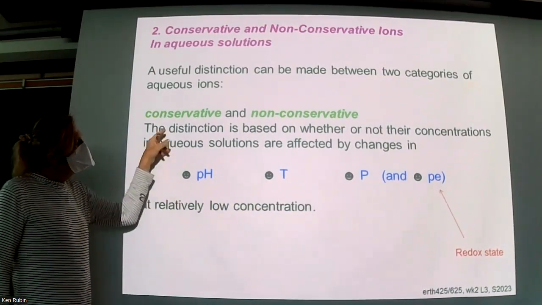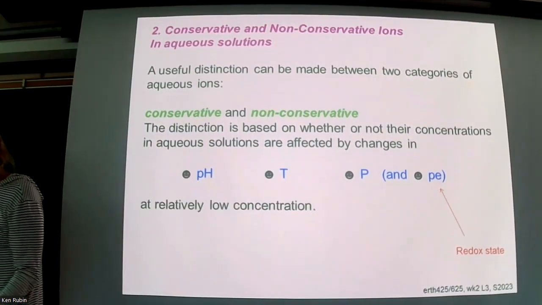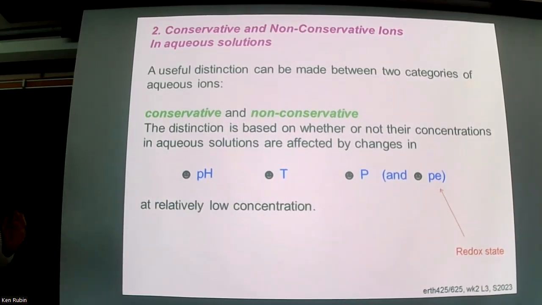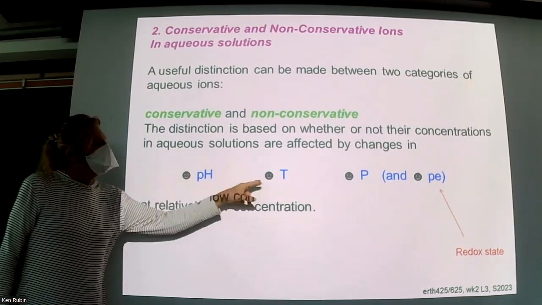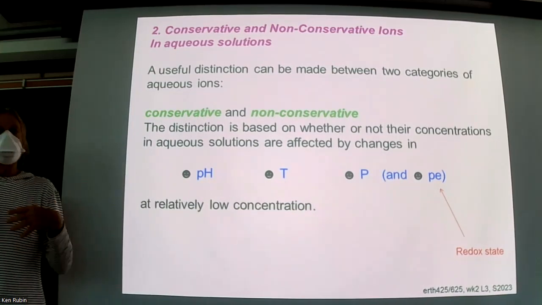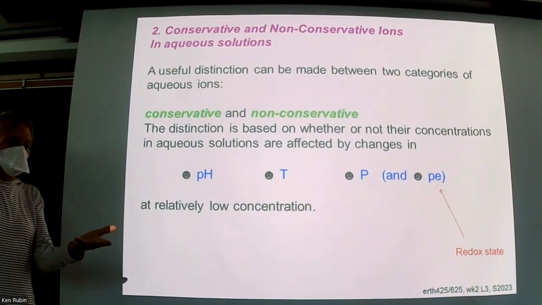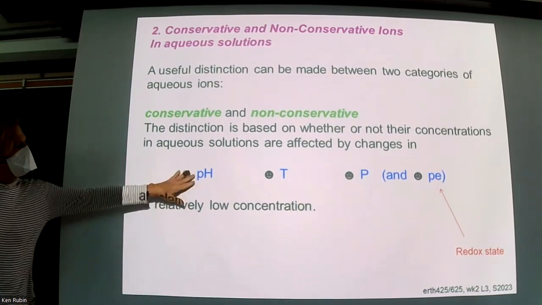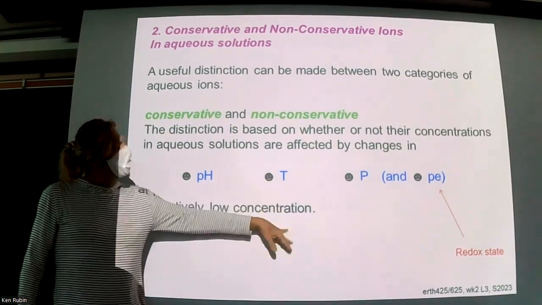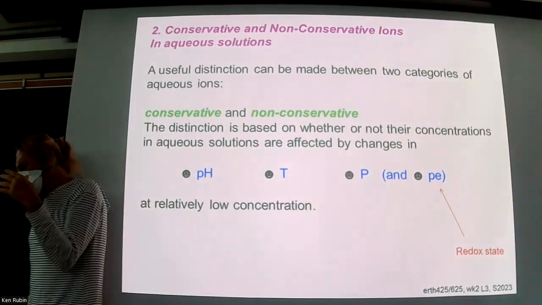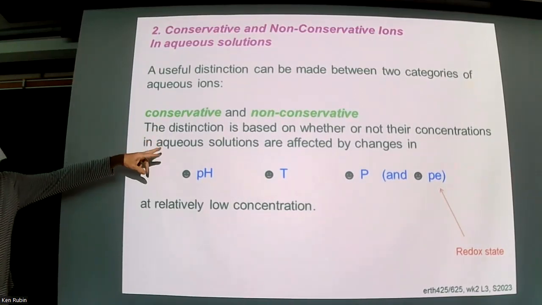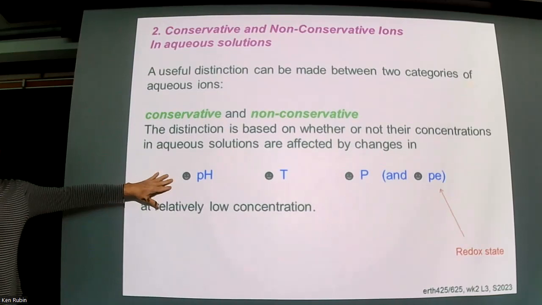And a conservative ion or conservative solute, it could be something like methane gas or something like that, the ratio of one conservative chemical to another doesn't change, even if the water changes in these parameters. So they behave conservatively in the sense that they're usually very soluble, and their solubility is not sensitive to how acid or base the water is, how warm or cold it is, and what the pressure is. And pressure becomes important in places like the deep sea or deep groundwater. Non-conservative ions vary as a function of these things.